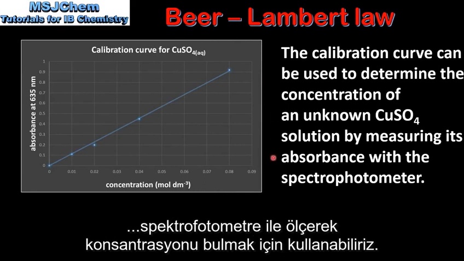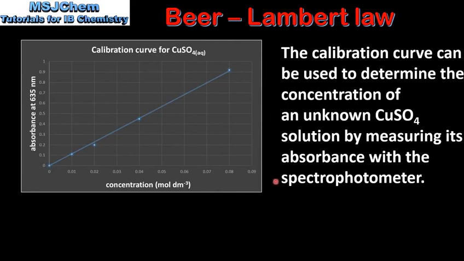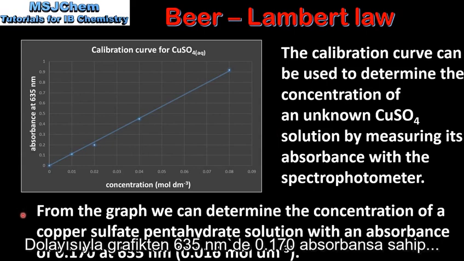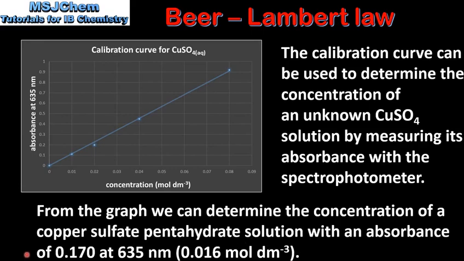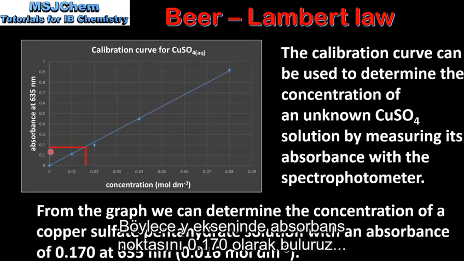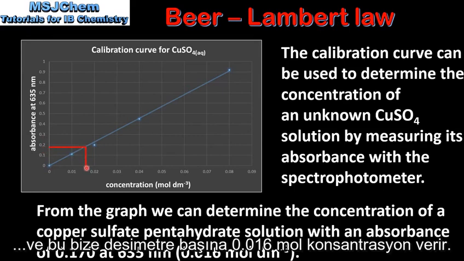The calibration curve can be used to determine the concentration of an unknown copper sulfate solution by measuring its absorbance with the spectrophotometer. So from the graph, we can determine the concentration of a copper sulfate pentahydrate solution with an absorbance of 0.170 at 635 nanometers. So on the y-axis, we find the point of absorbance at 0.170, and that gives us a concentration of 0.016 moles per decimeter.